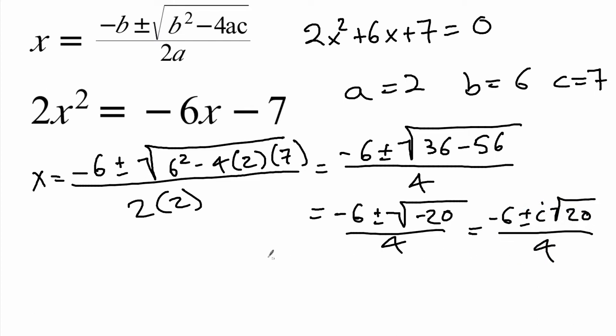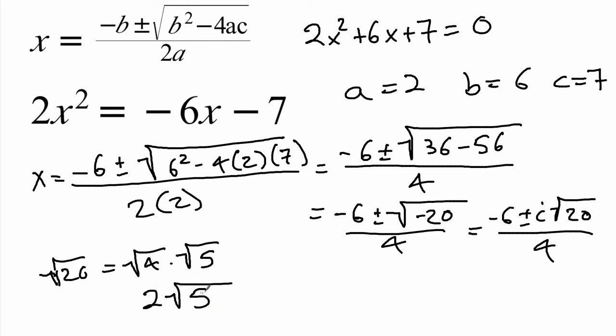And you can simplify the square root of 20 also. The square root of 20 is equal to the square root of 4 times the square root of 5. The square root of 4 is 2, so it's equal to 2 times the square root of 5. So let's replace i times the square root of 20 with 2i times the square root of 5.